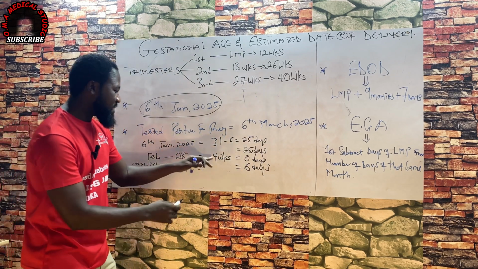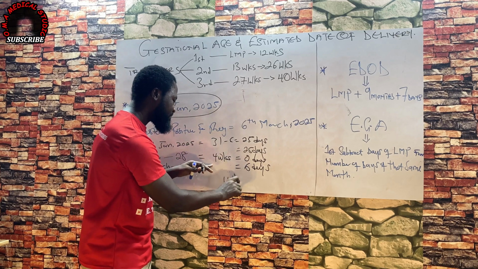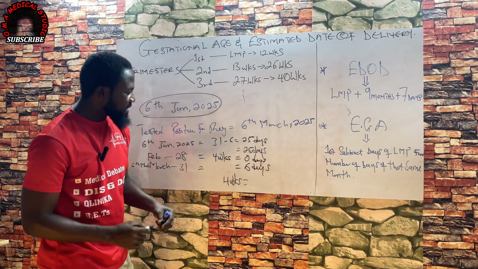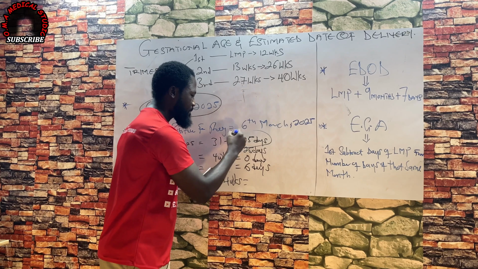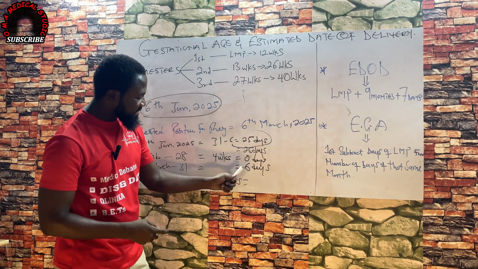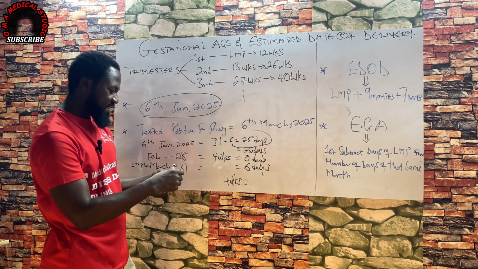So this is what you are going to do. Now, how many weeks do we have? When we come to the week side, we have 4 weeks. Then the number of days, from here we have 25 days, 0 days, and 6 days. 6 plus 25 is 31 days.